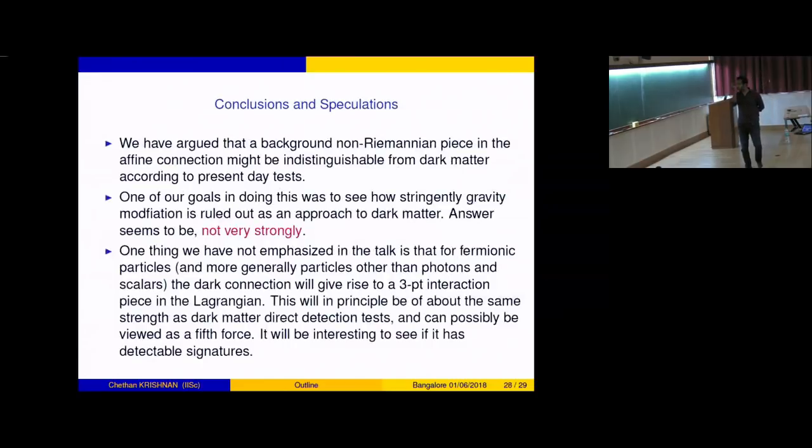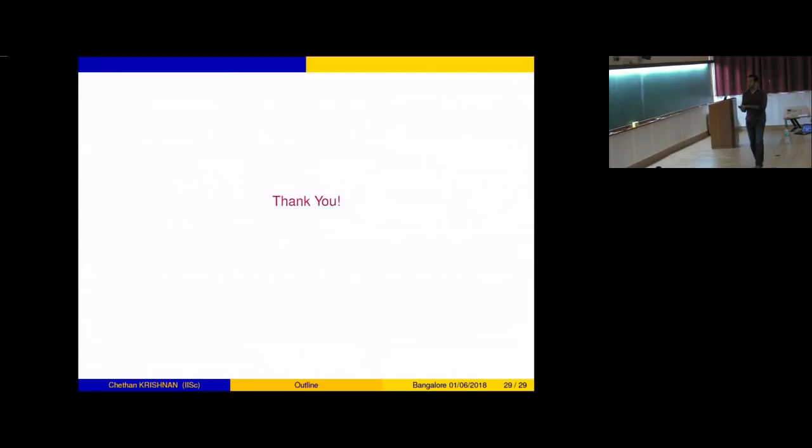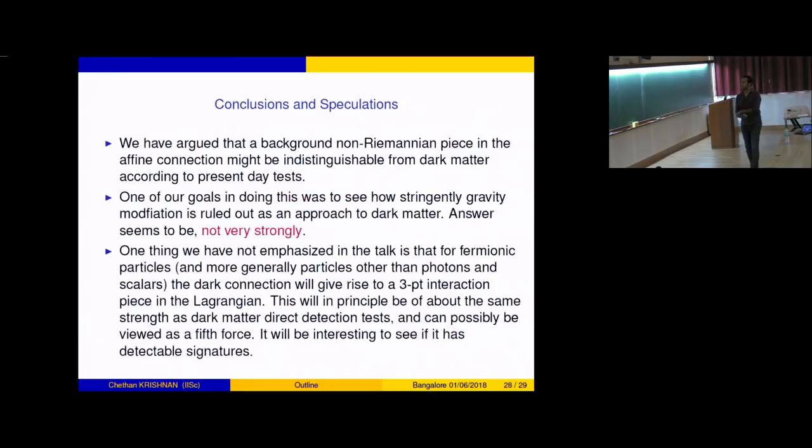So let me conclude. We have argued that the background non-Riemannian piece in the affine connection might be indistinguishable from dark matter according to present-day tests. One of our goals in doing this was to see how stringently gravity modification is ruled out as an approach to dark matter. I don't know whether one should really call it gravity modification, but it does look a little more like gravity modification than usual attempts at dark matter. I would say the answer seems to be: not very strongly.